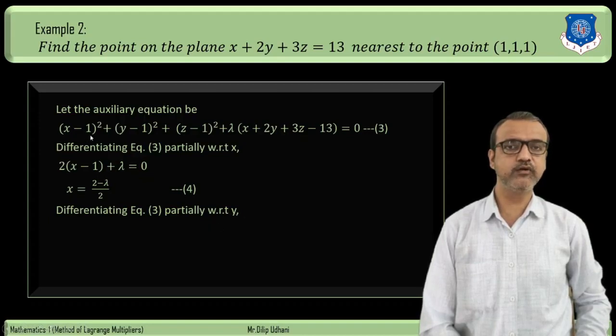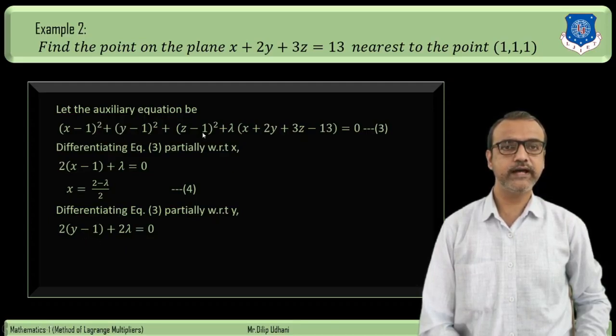So (x minus 1) the whole square is constant, so its derivative will be 0. Now similarly, the derivative of (y minus 1) the whole square partially with respect to y will be 2 times (y minus 1), and again the derivative of (y minus 1) with respect to y: derivative of y is 1 and of 1 is 0. So we will have 2 times (y minus 1), and the derivative of (z minus 1) the whole square will be 0. Then lambda will be as it is, the derivative of x is 0.